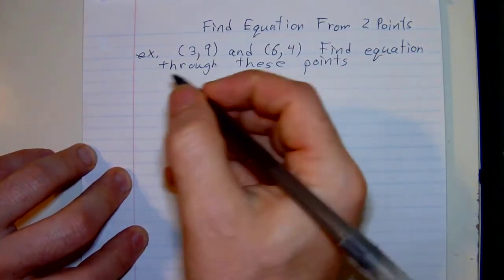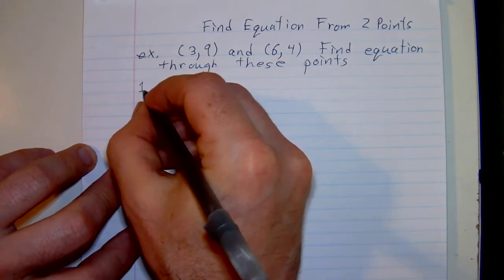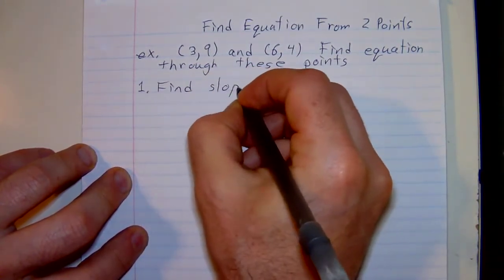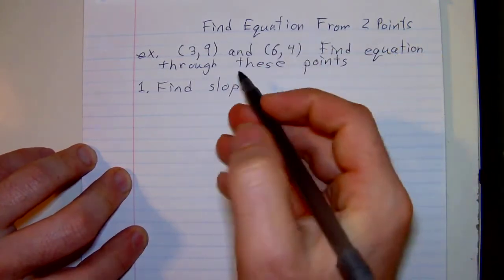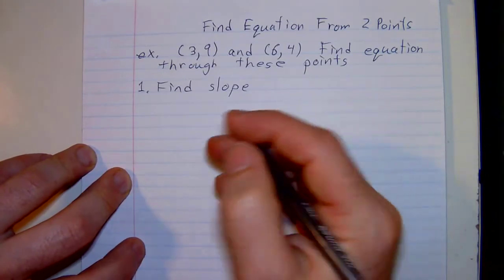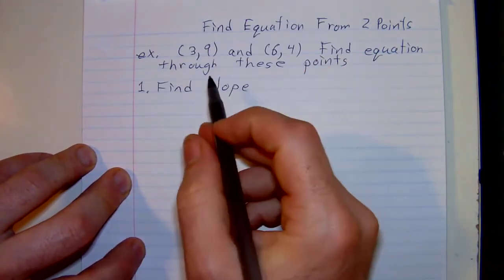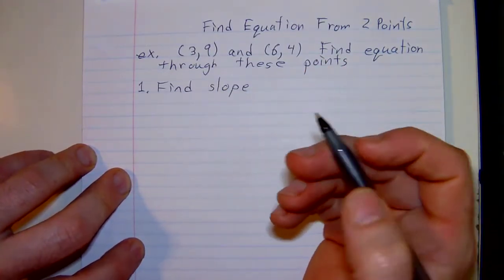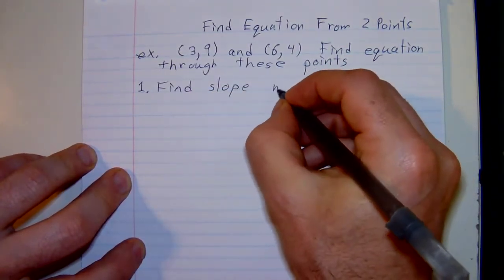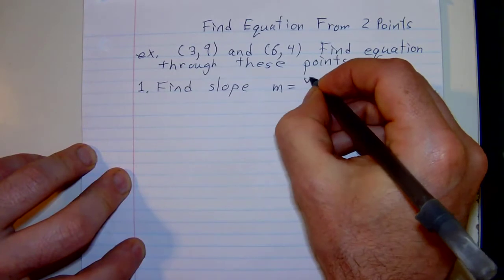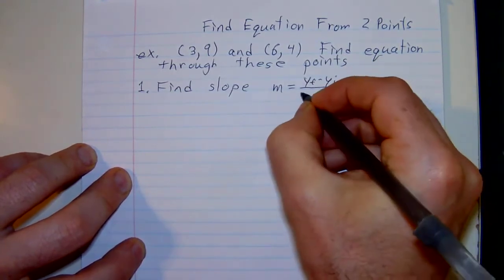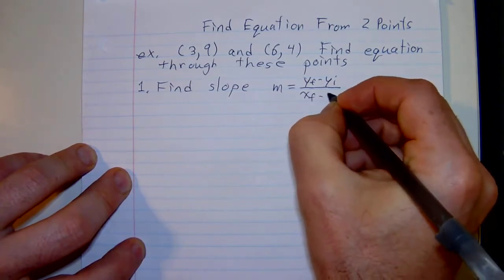All right, so first thing we do is find slope. So step 1, find slope. And whenever we're trying to find the equation of a line, no matter what information we're given, whether it's 2 points, a parallel line, or a perpendicular line, we're often trying to find the slope as our first step. So here we have that slope is the change in the y, so final minus initial, divided by the change in the x, so final minus initial.